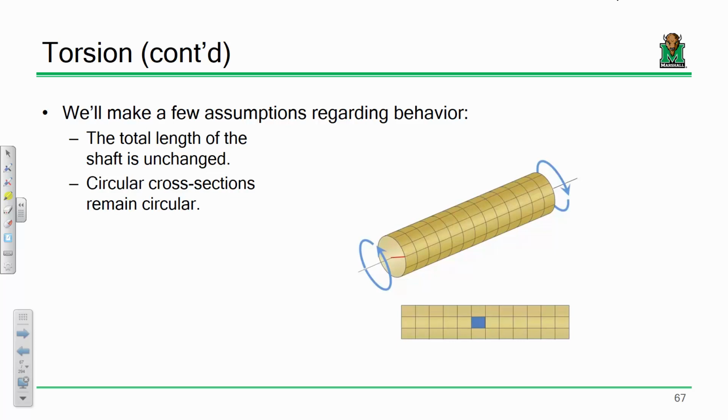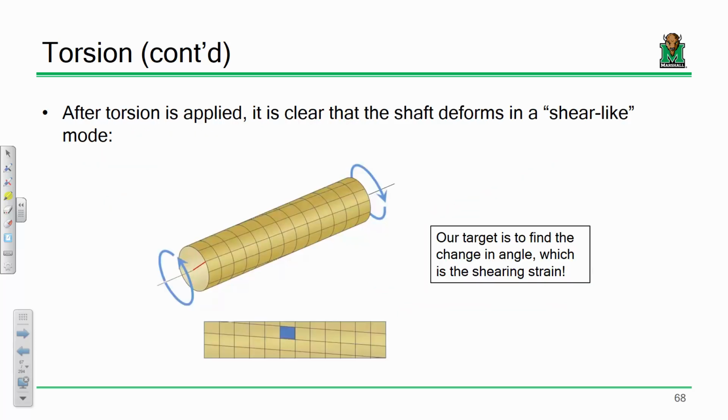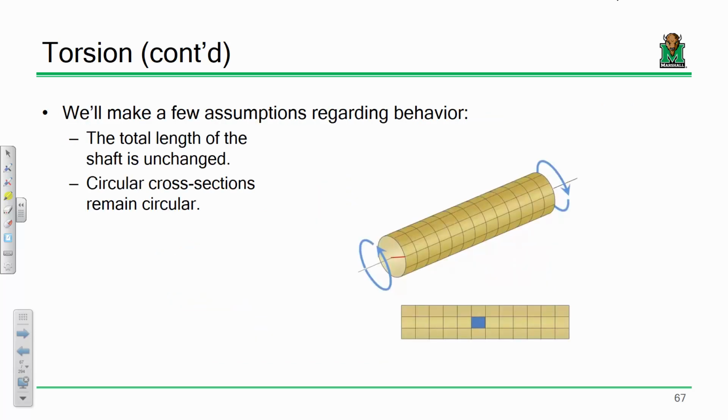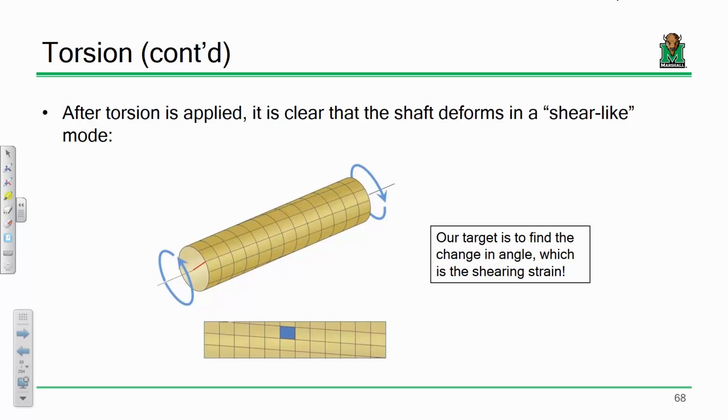What we're going to be doing to derive this torsional expression is we're going to look at a torsional shaft sort of before and after deformation. And what you'll see is if you look at just a small little piece of it before and after it deforms, it looks a lot like this.